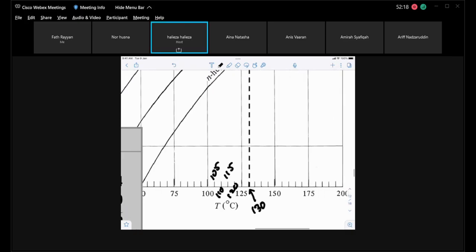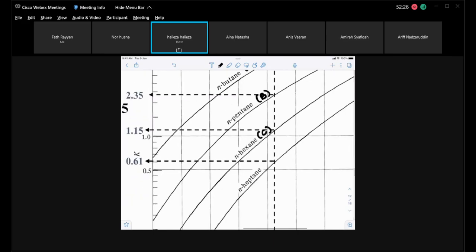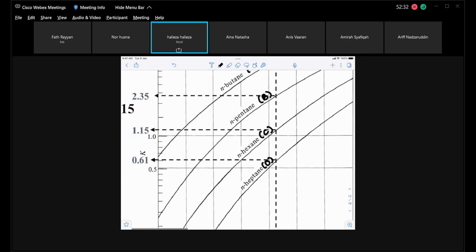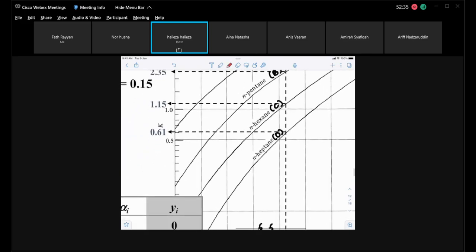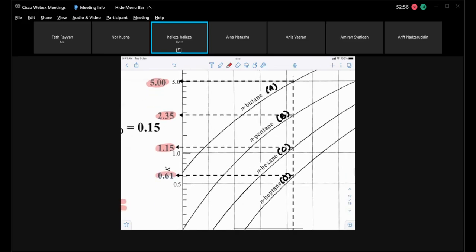Okay. So at 132, for every component, I have component A here. That's B. That's C. And that's D. So for every component, I need to get the K value from this graph. Let's look at the K value that I obtained for component A at 132 degrees C. This is my K value for component A. And I do the same thing for component B. I got 2.35, roughly, if you look at the scale. And for component C, I got 1.15. And for D, I got 0.61.